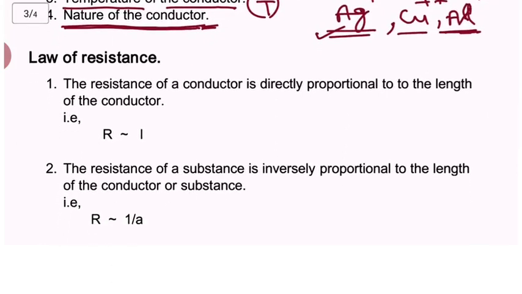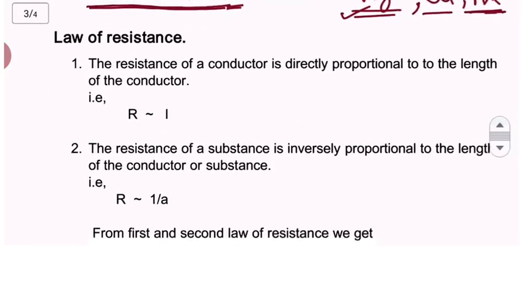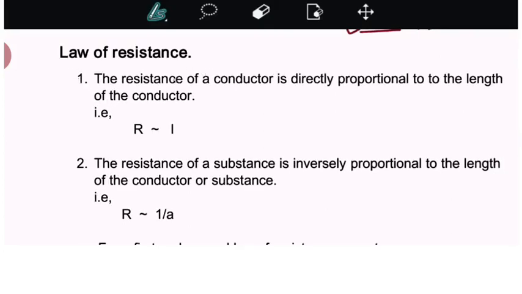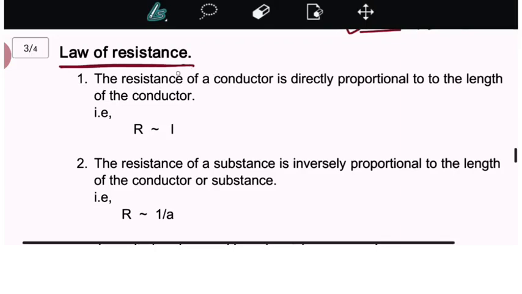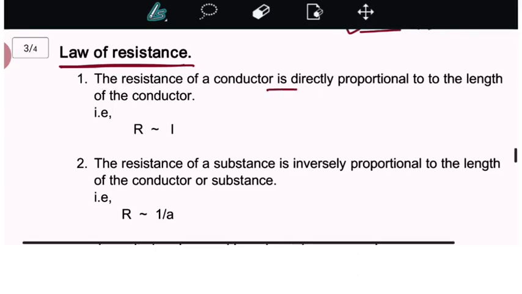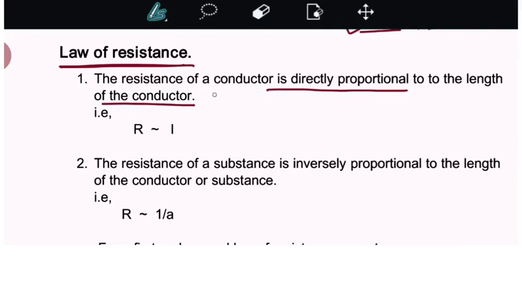And then the law of resistance. What is the law of resistance? There are 3 laws generally used. So, what is the first law? The resistance of a conductor is directly proportional to the length of the conductor, that is, R directly proportional to L.